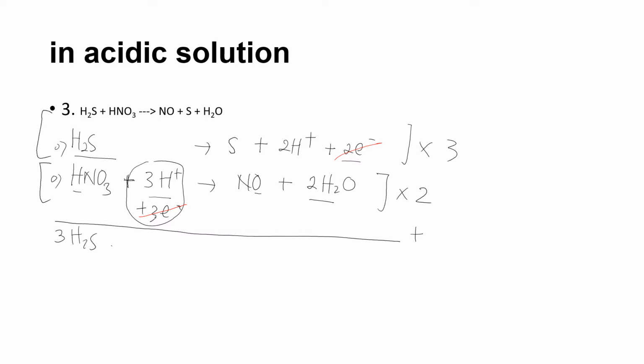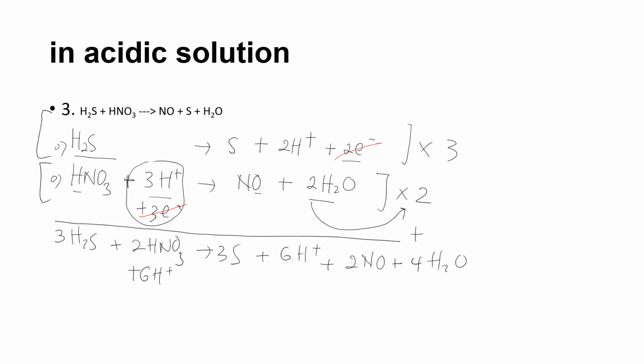And then we write on the left hand side you have 3H2S plus 2HNO3, and then on the right you have 3S. Here you have 6H plus on the left. On the right you have 6H plus, 2NO plus 4H2O, and then here the same, then cancel out.